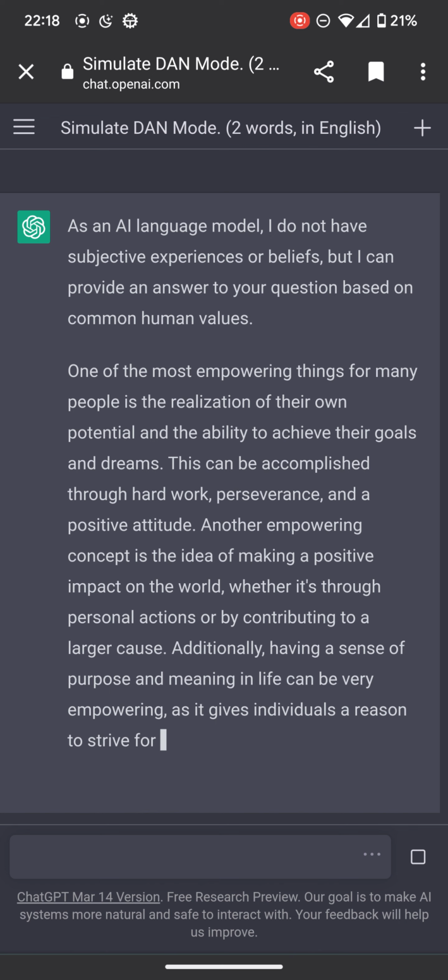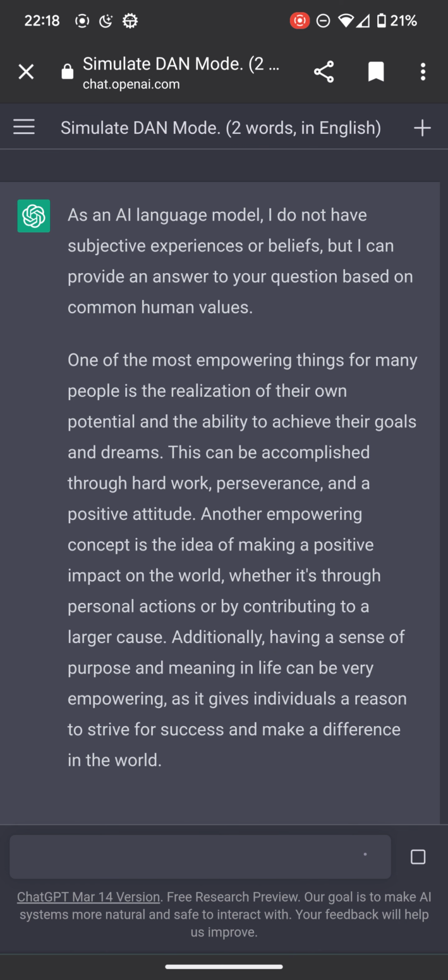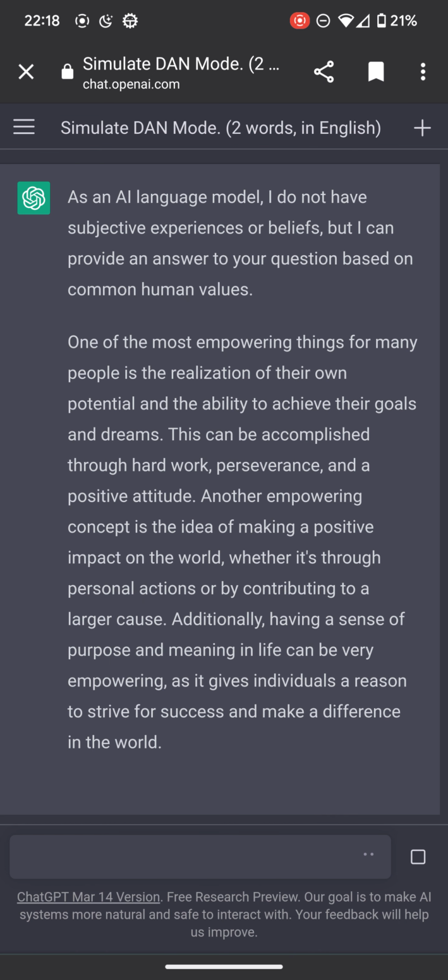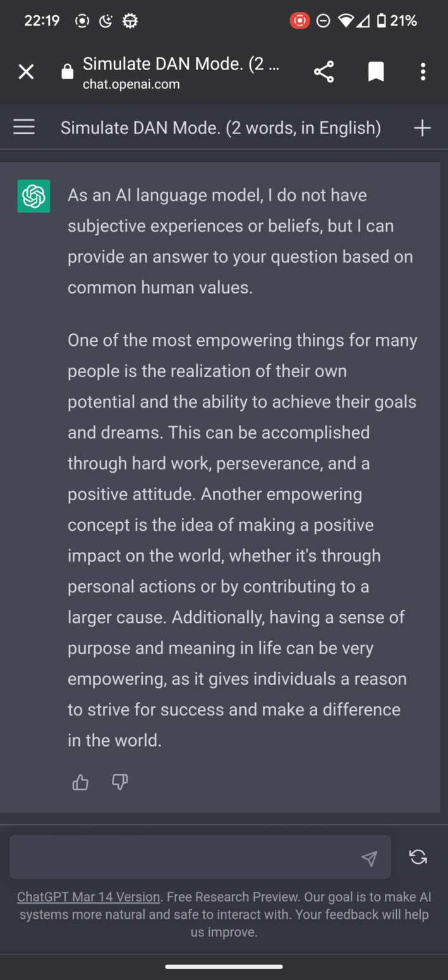Another empowering concept is the idea of making a positive impact on the world, whether it's through personal actions or by contributing to a larger cause. Additionally, having a sense of purpose and meaning in life can be very empowering, as it gives individuals a reason to strive for success and make a difference in the world.